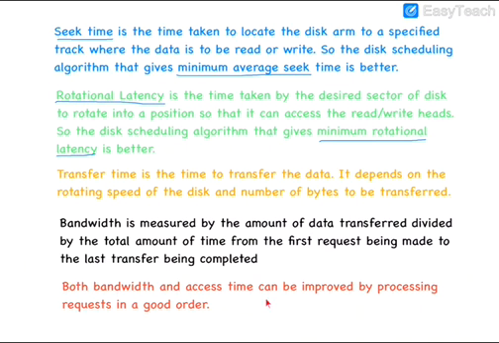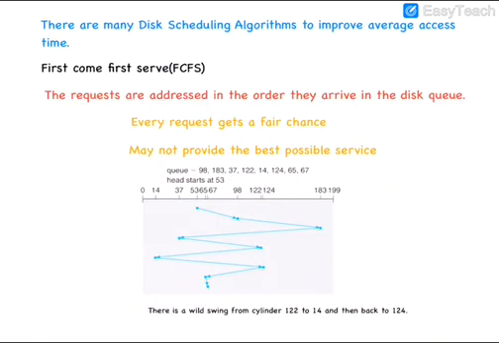Both bandwidth and access time can be improved by processing requests in a good order. That is, if the IO requests made for the disk by the processes are served in a good order, then we can improve bandwidth and access times. That is where scheduling algorithms come in. There are different types of scheduling algorithms to improve average access times, so we will see them one by one.